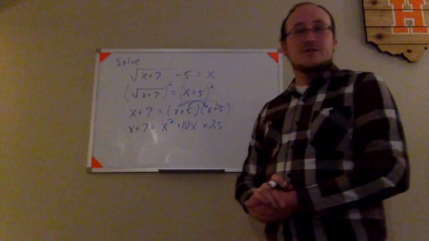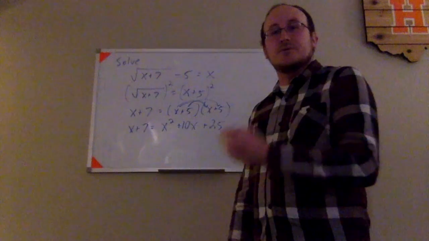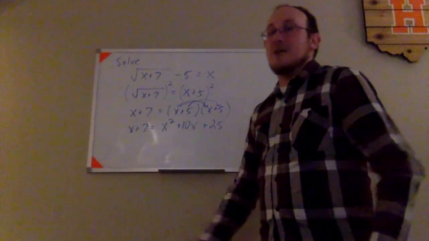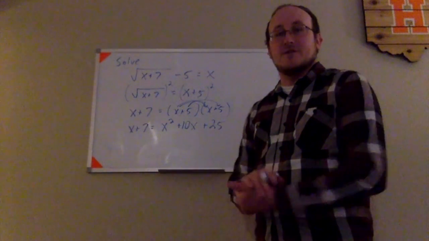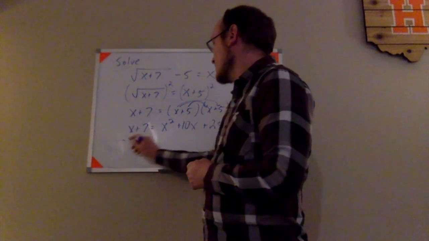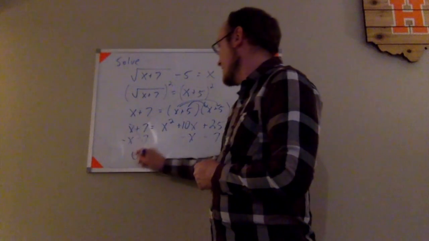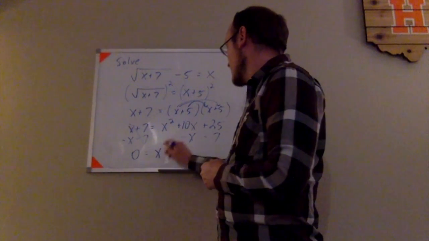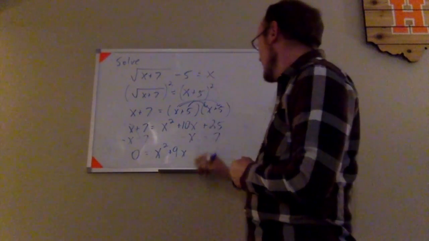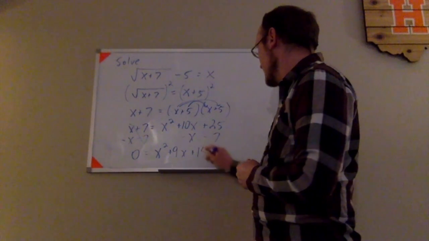The difference now is this is a quadratic equation. How do we solve quadratic equations? We get them equal to 0, and then we either solve them by factoring, or we use the quadratic formula, or we graph them. Or we have a variety of different methods that we've used to solve quadratic equations. Getting this equal to 0, I need to subtract x and subtract 7 on both sides. That'll cancel out over there and leave me with 0, and I will have x squared. Let's see, 10x minus x is 9x, and 25 minus 7 is 18, right there.